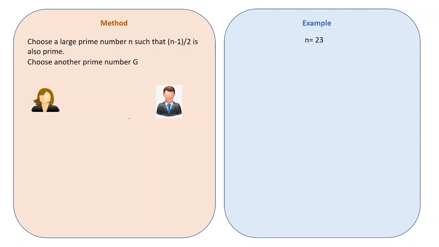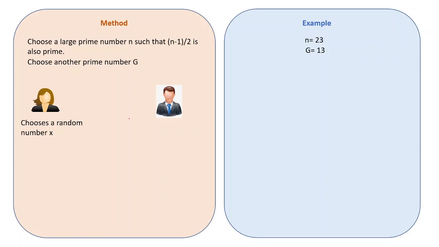Next, they also choose another prime number g. Now the point to be noted is this number does not have any special constraint like (g minus 1) by 2 needs to be a prime also. So we can choose basically any prime and let that prime number g in our case be 13.